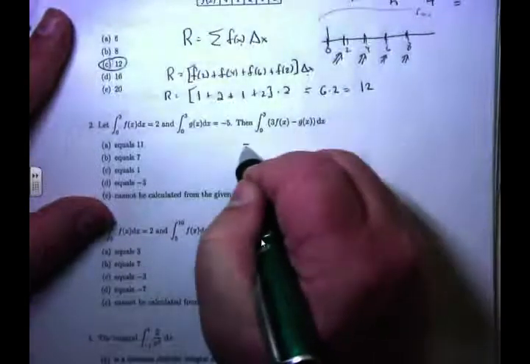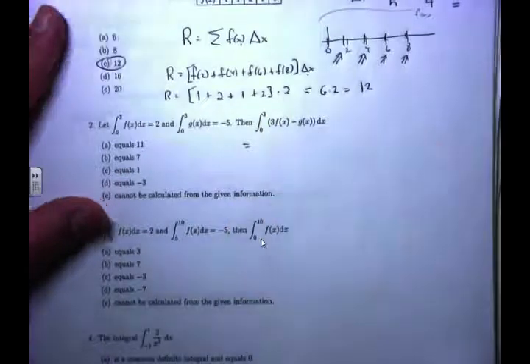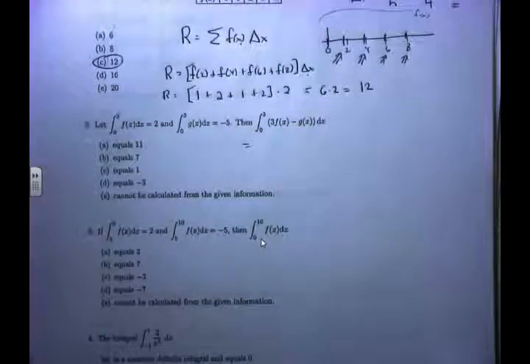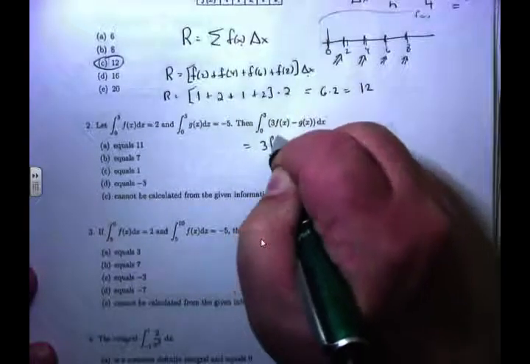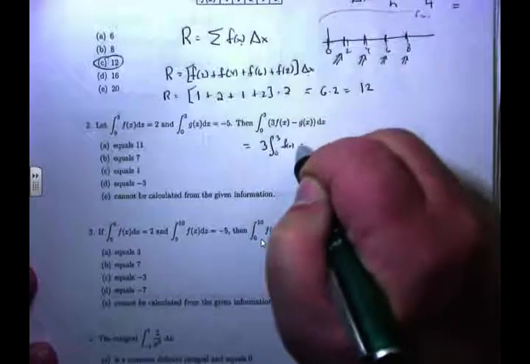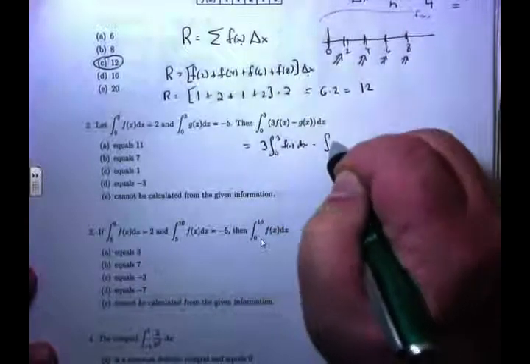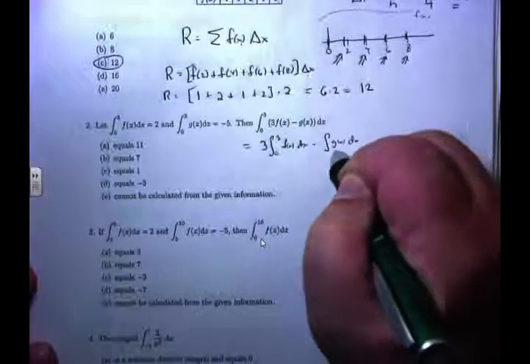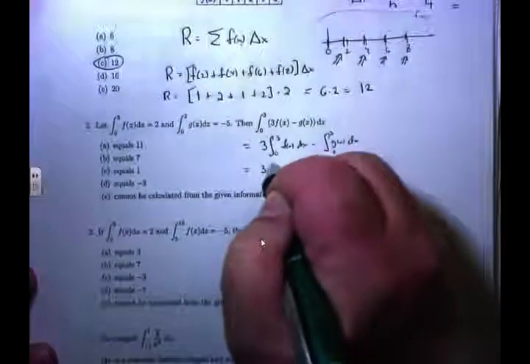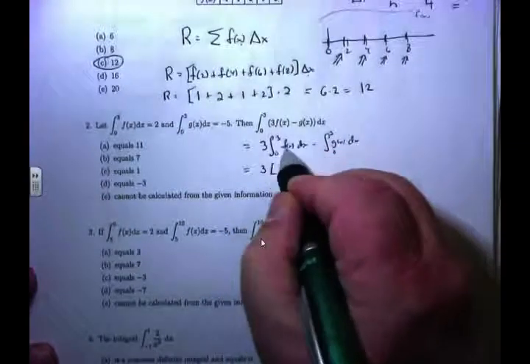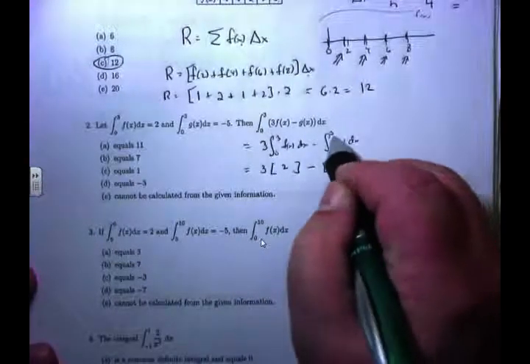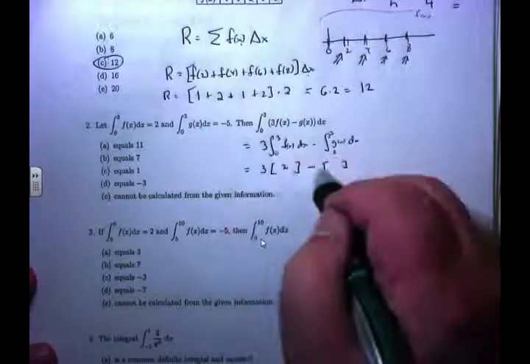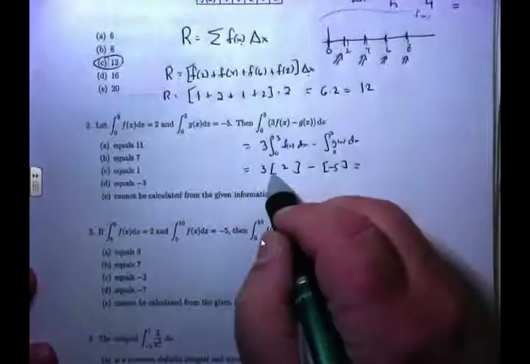Well, applying calculus, this guy, sums and differences. When I integrate sums and differences, I just distribute the integral and integrate each part. Constants go out front. So this is 3 times the integral from 0 to 3 of f of x dx minus the integral of g of x dx from 0 to 3. So this is 3 times, well, the integral from 0 to 3 of f of x is equal to 2, so that's substitution, minus the integral from 0 to 3 of g of x, which is equal to negative 5.